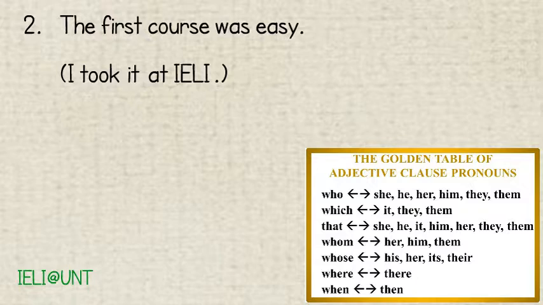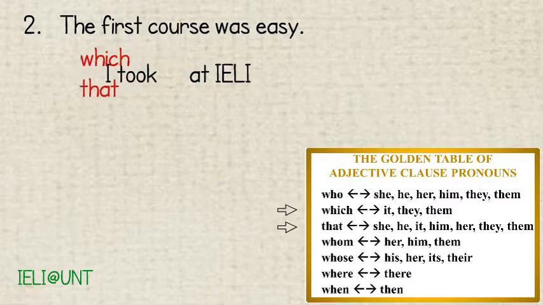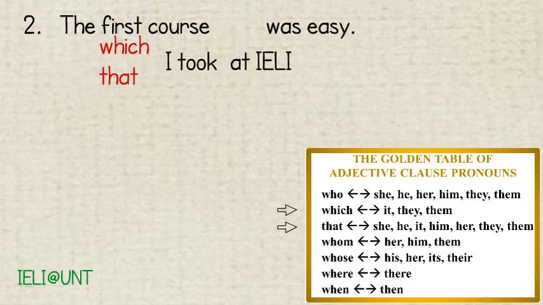Look at the table of adjective clause pronouns. It occurs 2 times, so we can use either which or that. First, change the pronoun. Then move it to the beginning. Finally, put the adjective clause after the antecedent. The antecedent is the first course.